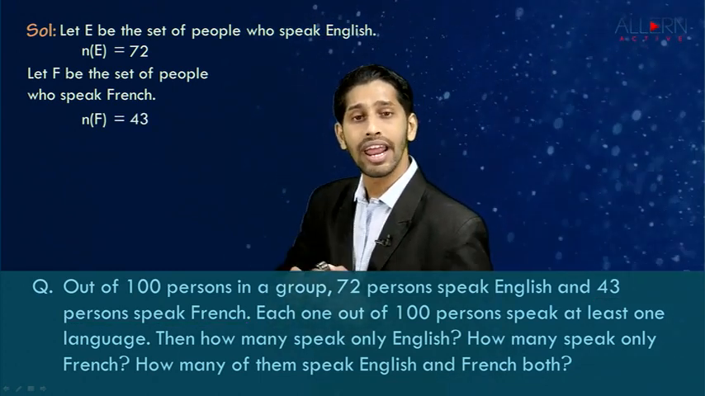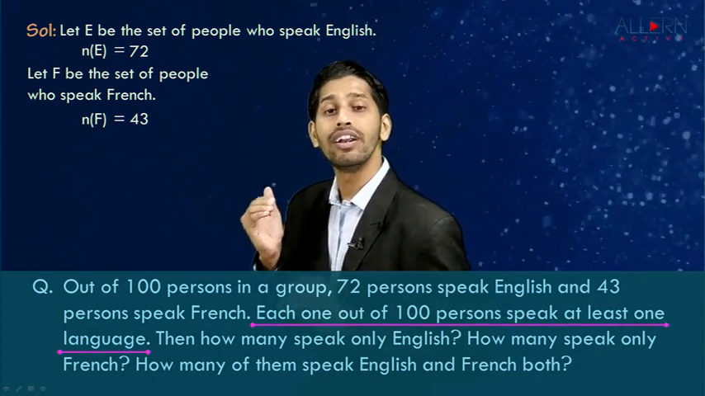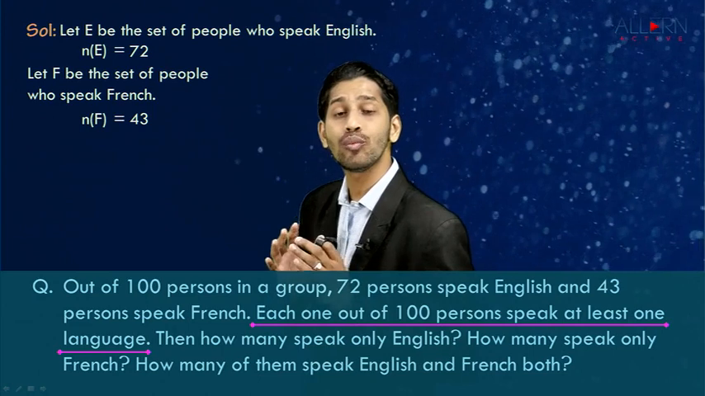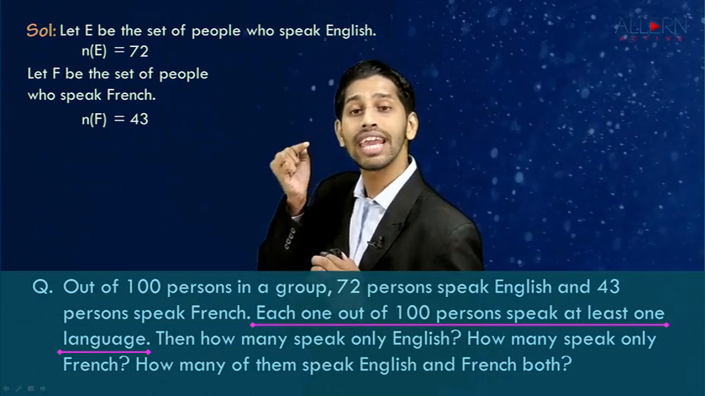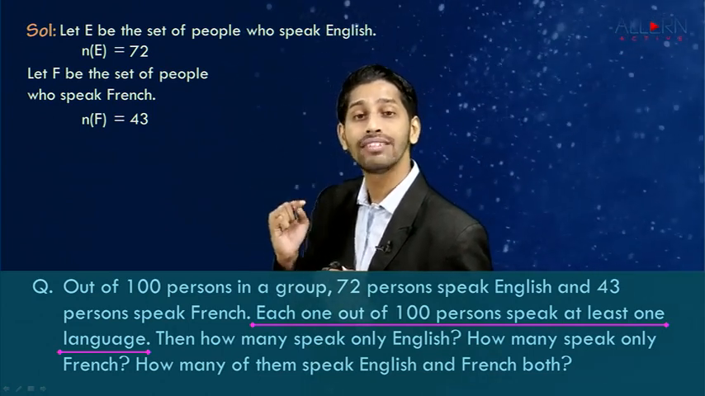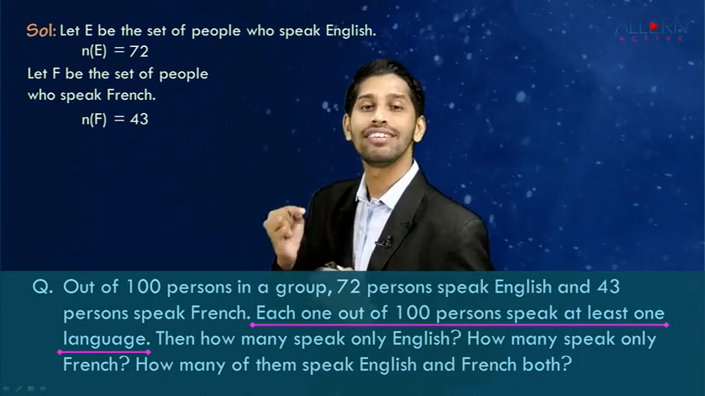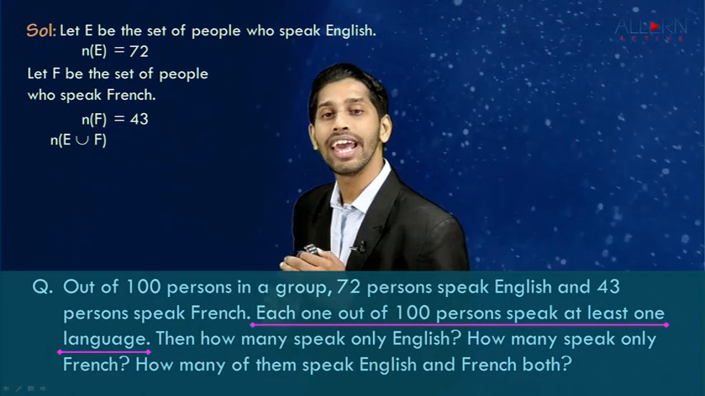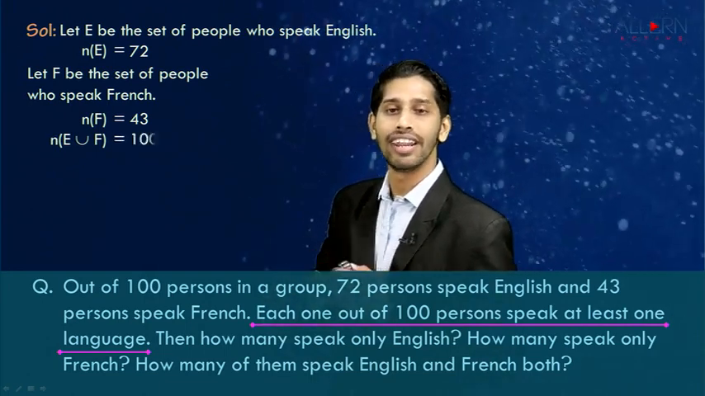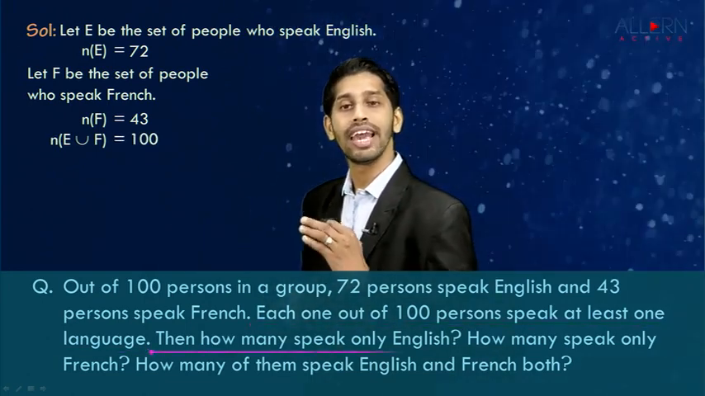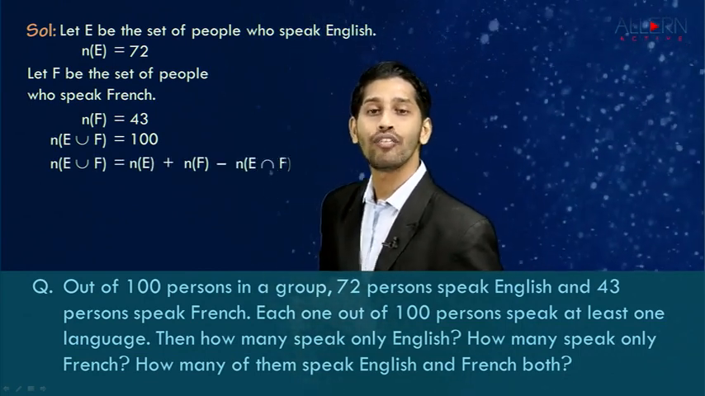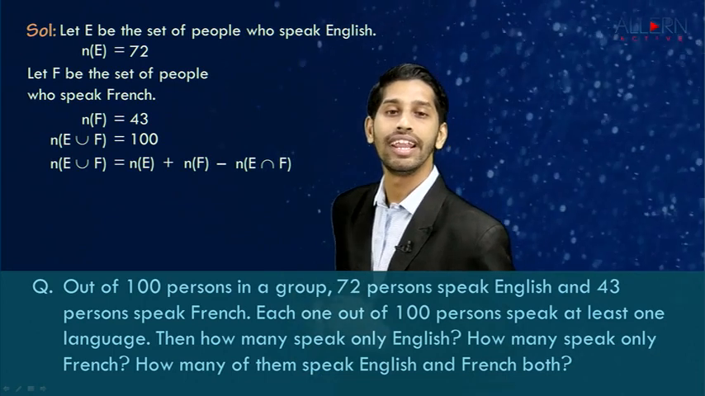Further it says that each one out of 100 persons speaks at least one language. When we say at least one language, it means either English or French, and when we say or, it is nothing but union. That means n of E union F is given as 100. Now let's use the formula, that is n of E union F is equal to n of E plus n of F minus n of E intersection F.